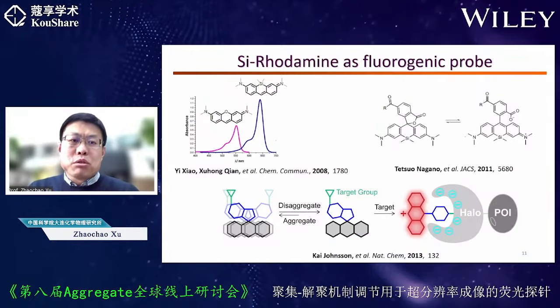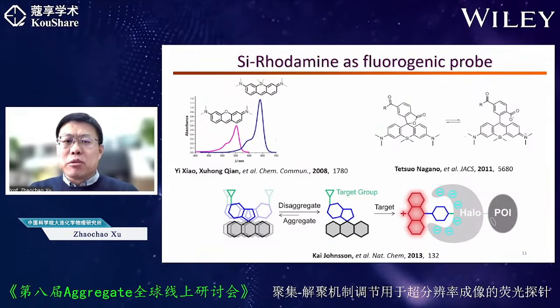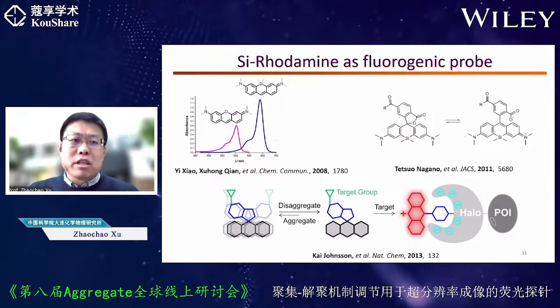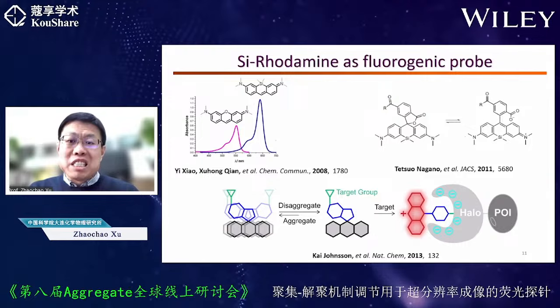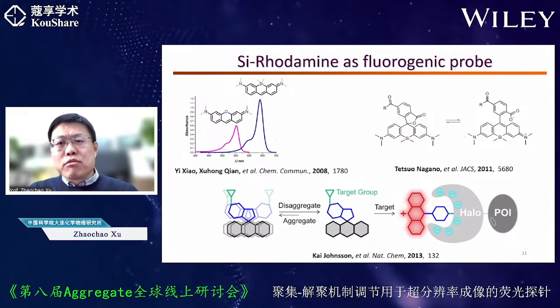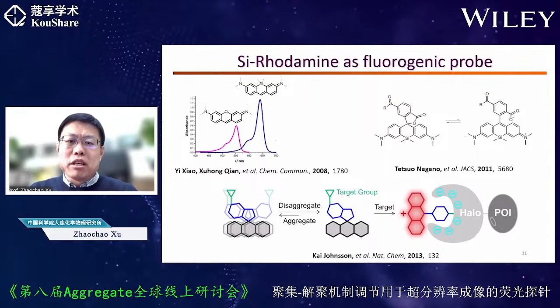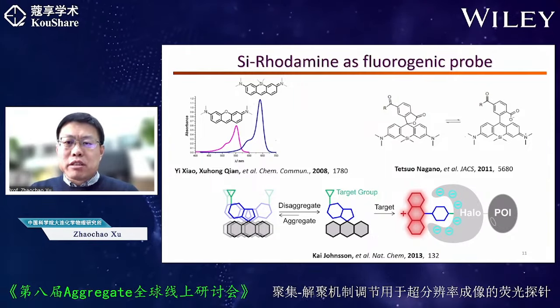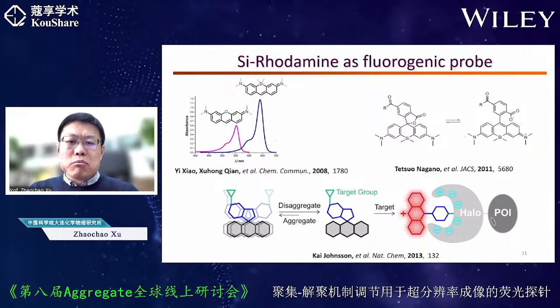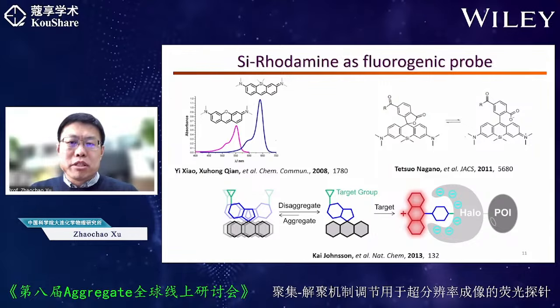So we go back to the difference of rhodamine, particularly silicon rhodamine. Silicon rhodamine is the star in super-resolution fluorescent imaging. This fluorophore was initially invented by Professor Xiaoyuan Chen in 2008, and several years later, Professor Nagano modified its structure to give it brightness and darkness control properties.